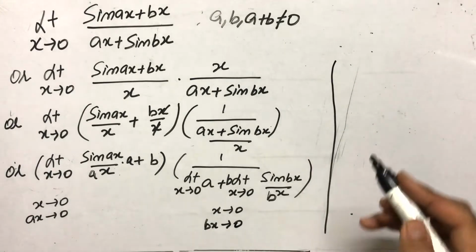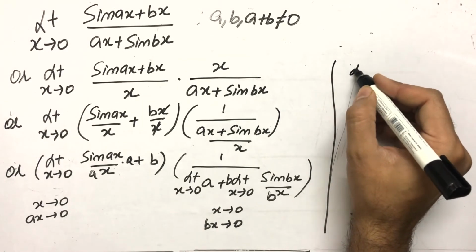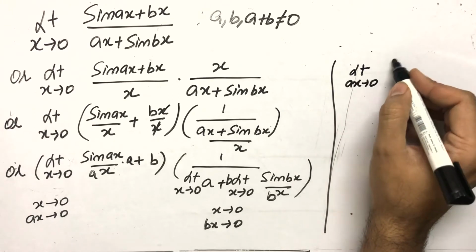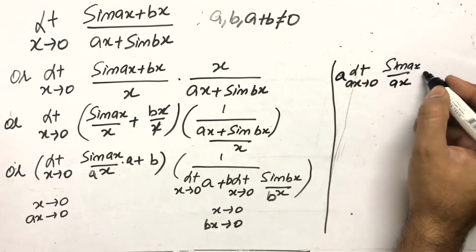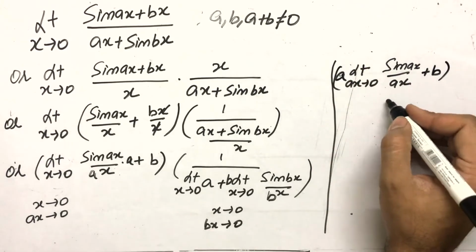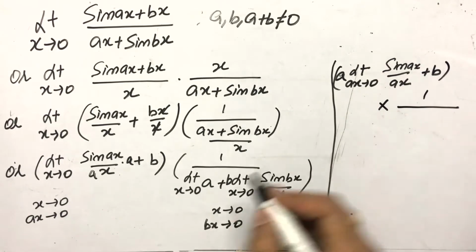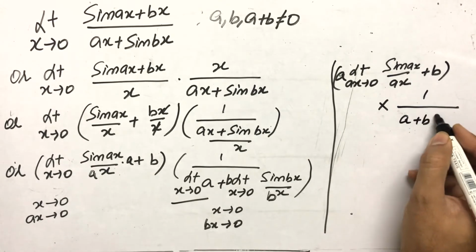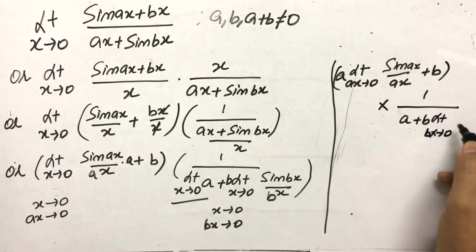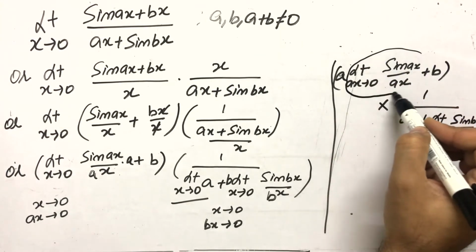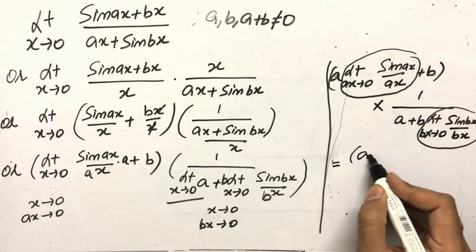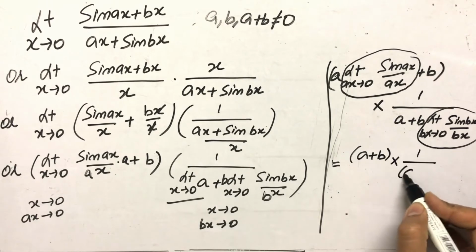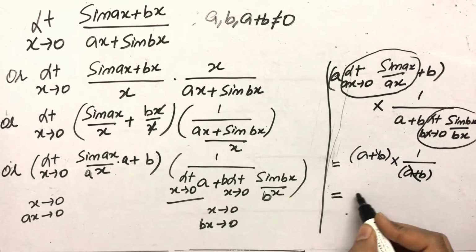Now what it becomes, let us write it here. So it becomes limit ax tends to 0 sine ax upon ax, and this a can be written outside, plus b into, in the denominator, a plus b times limit bx tends to 0 sine bx upon bx. Now very easily, how much is this? 1. And how much is this? 1. So we are left with a plus b here and a plus b here, which very easily cancel out, and the answer is 1.